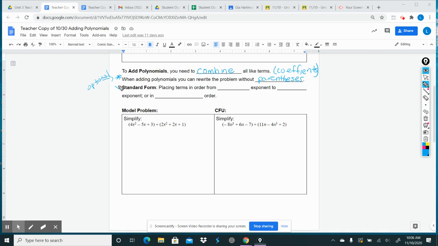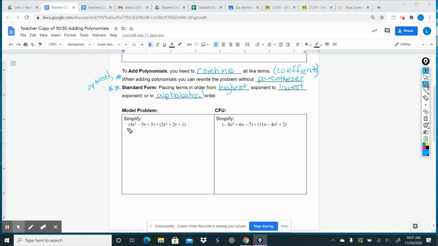Now, standard form is very important because you must place your final answer in standard form. A lot of problems ask for standard form. So in order to do so, you need to place terms in order from highest exponent to lowest exponent. So highest being like x to the third, then x squared, then constant. Or you want to put your terms in alphabetical order if there's no exponents. So say you have a bunch of letters like A, L, M, Z, you would just put them in alphabetical order from A to Z.